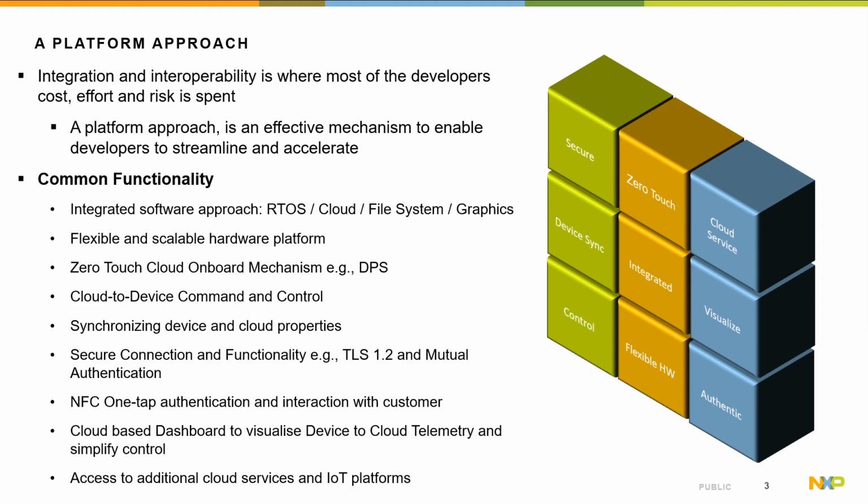That connection needs to be secure, so we want something like TLS 1.2 and, added to that, the opportunity for mutual authentication, so that we bring some assurance that we are talking to who we think we're talking to. We can add NFC as a single tap authentication, and that improves the customer's experience. And because we are now able to communicate with the cloud, it would be good to have a dashboard to enable us to visualize that telemetry, that data, but also simplify the control remotely to that device. And because we're in the cloud, it would open up the additional cloud services and IoT platforms that are available.